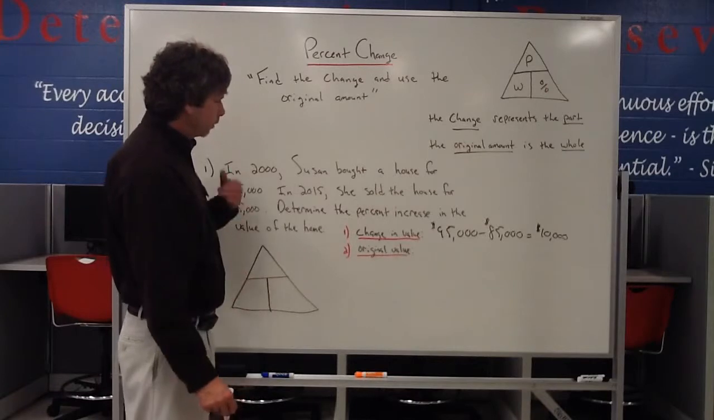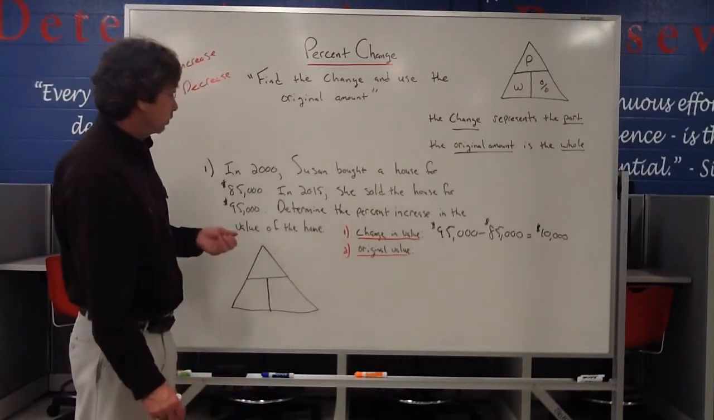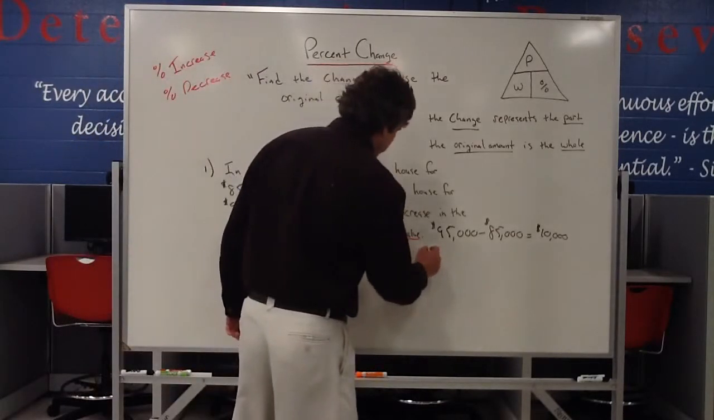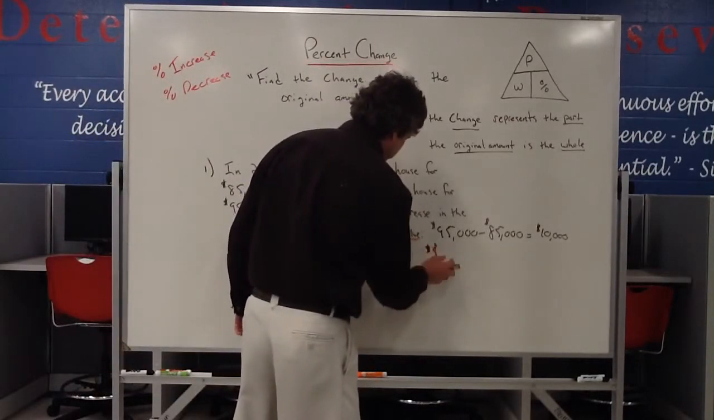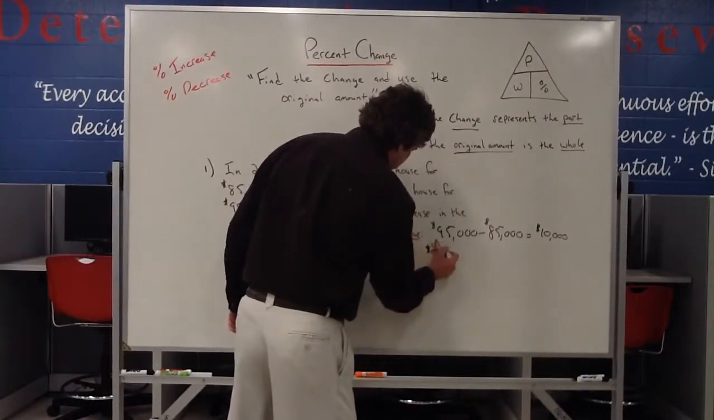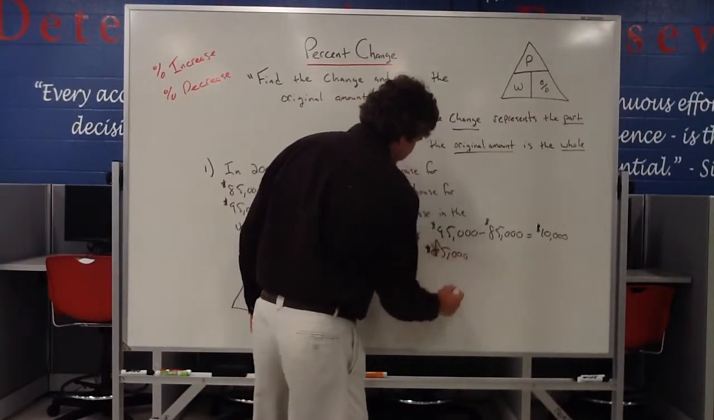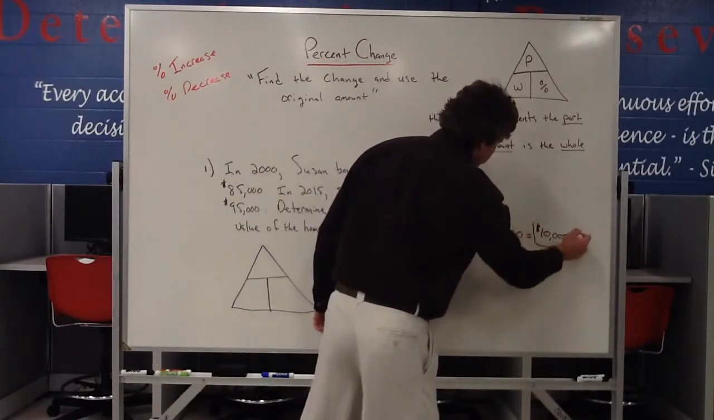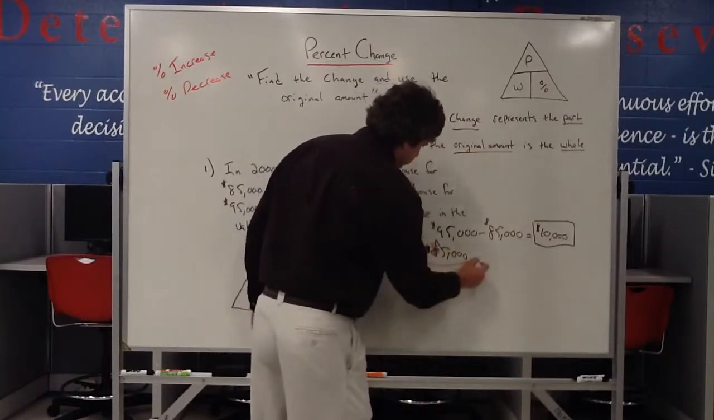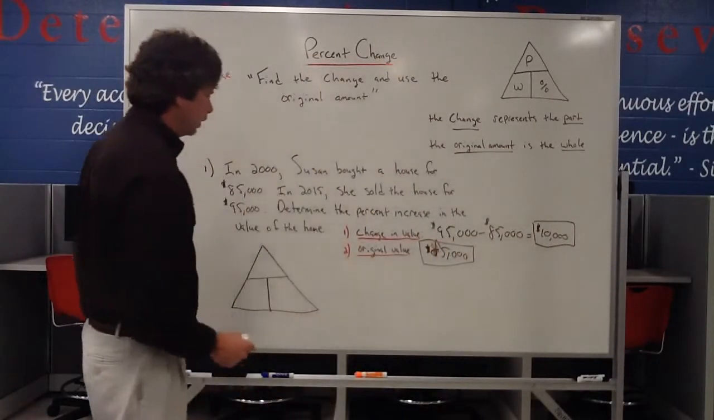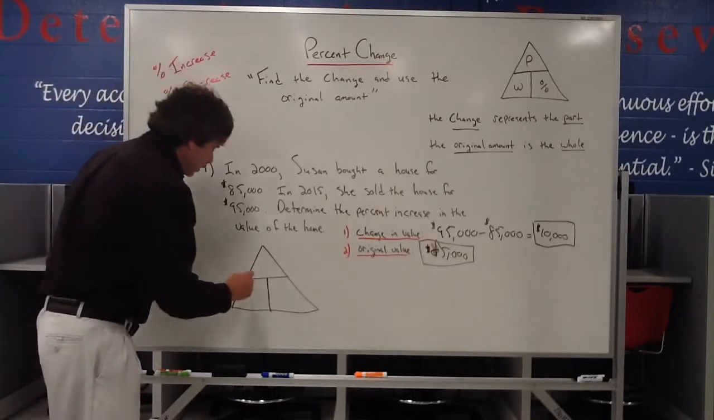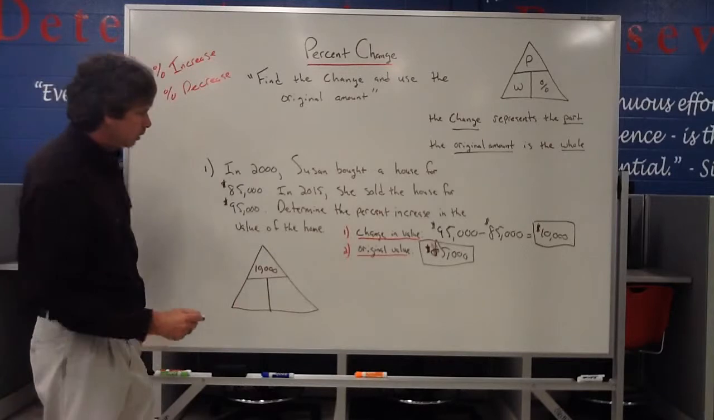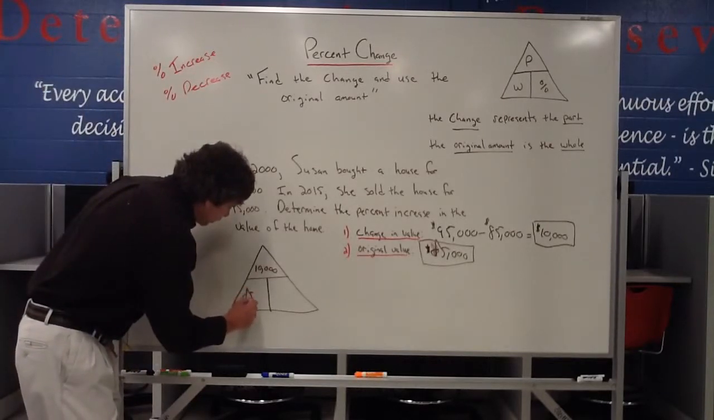The original amount is what the house began at, its original price. So it started out as $85,000. So $85,000 is our original value. These are our important numbers to determine the percent change. The change in value is the part that goes in the top part of our triangle model. The 85,000 will go here.